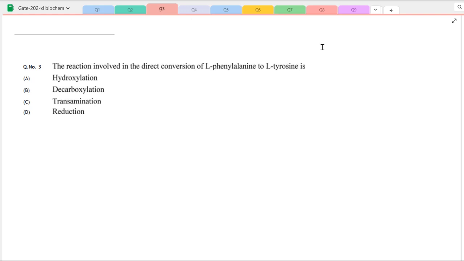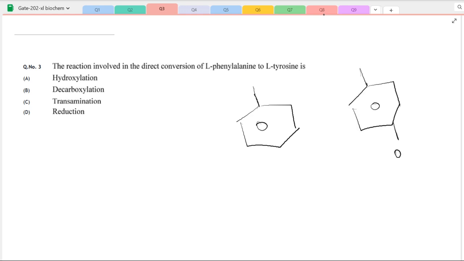The reaction involved in the direct conversion of L-phenylalanine to L-tyrosine. If you look at the side chain, because the main amino acid structure remains the same for both. L-phenylalanine has a benzene ring like this, while L-tyrosine has another OH group attached to the para position. So if we were to convert L-phenylalanine to tyrosine, it is going to be a hydroxylation reaction. It's a very simple question if you know the side chain of all the amino acids. This is highly recommended if you take up any biology competitive exams. Anyways, moving on to the next question.